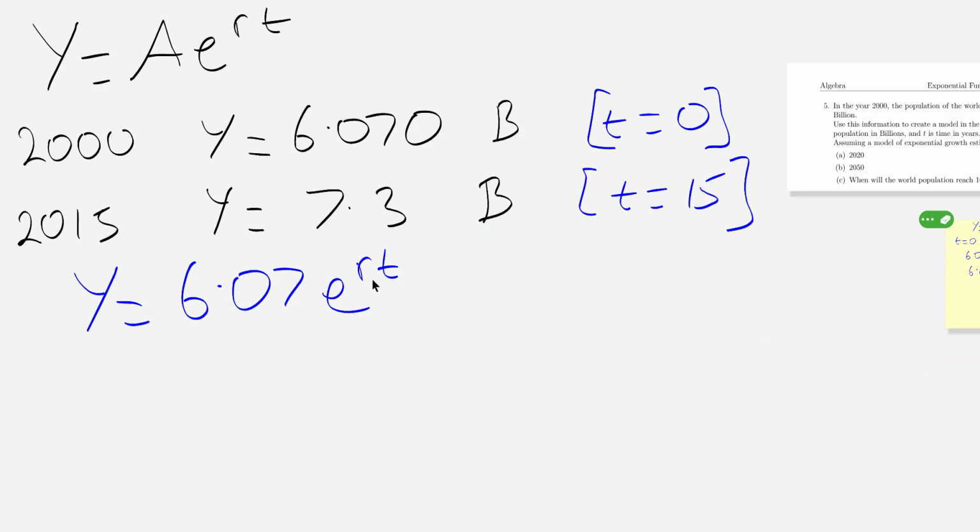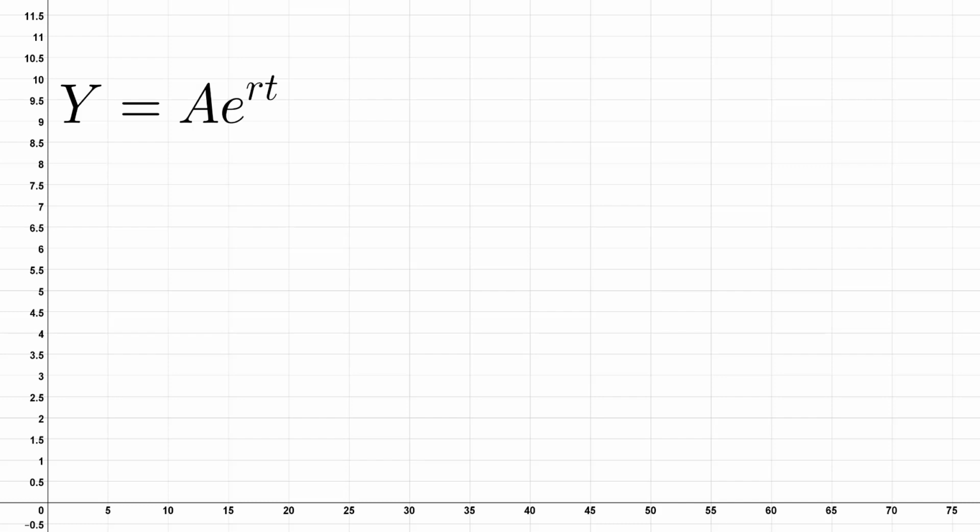But we still haven't figured out what the value for r is. We weren't told what the growth rate was in the question. We have to figure that out, and we have to use this other piece of information to do it. It's telling us that in the year 2015, in other words, when t is 15, the population had reached 7.3 billion. So what growth rate would lead to a population of 7.3 billion after 15 years? Well, that's what we have to figure out.